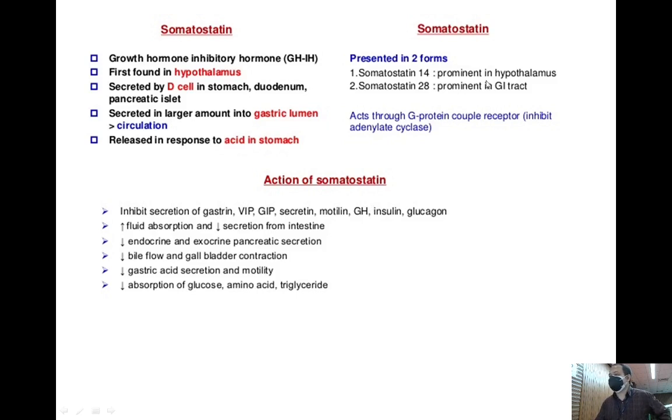Yes, it's a hormone that is presented in two forms. You have somatostatin 14 and somatostatin 28. And this hormone is similar in action to secretin, because it stimulates adenylate cyclase, resulting in the formation of a second messenger known as cyclic AMP. So the mode of action is similar to any peptide hormone.